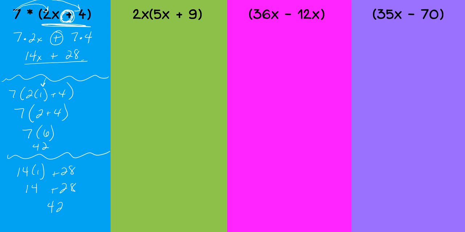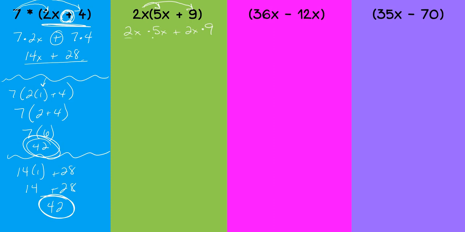You're plugging in a value for your variable and showing that you get the same answer regardless of which expression you use. So I'm going to distribute again. So I have 2x times 5x and then 2x times 9. Notice there's no multiplication symbol here. It's because there's a parenthesis that tells us that we're multiplying. So here I'm going to do 2x times 5x plus 2x times 9.